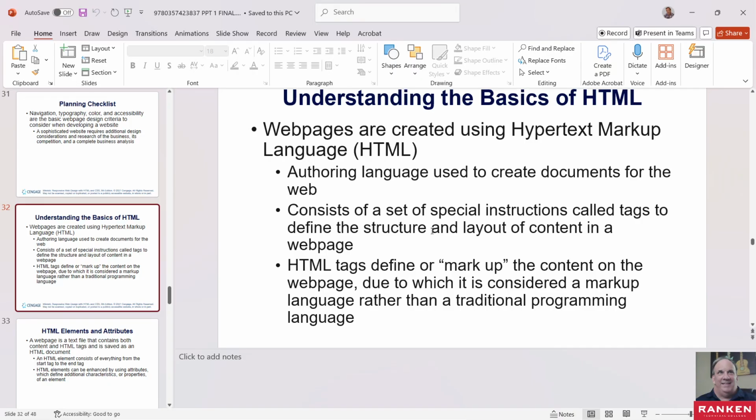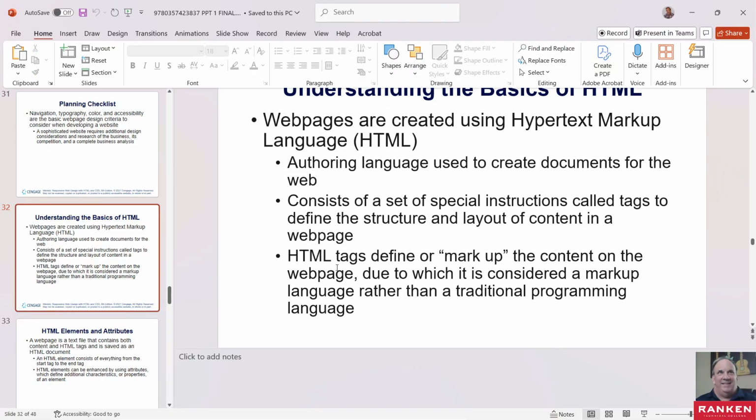Understanding the basics of HTML. Web pages are created using hypertext markup language, the authority language used to create documents for the web. It consists of a set of special instructions called tags. So we'll learn all these tags starting tomorrow, and they define the structure and layout of the content on the web page. HTML tags define a markup of the content on the web page, due to which it is considered a markup language rather than a traditional programming language.